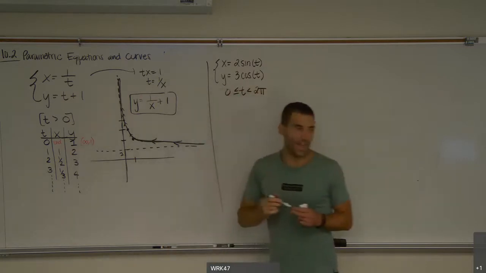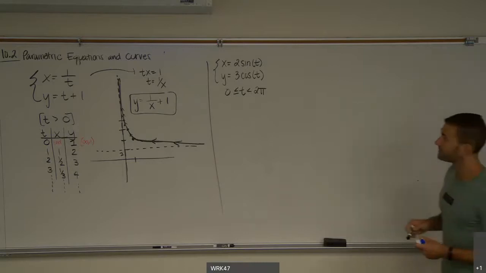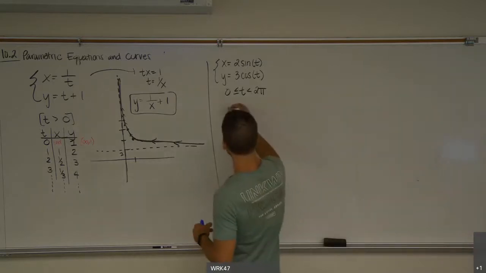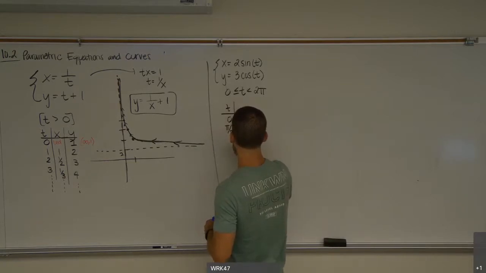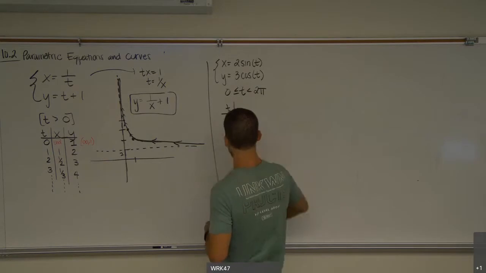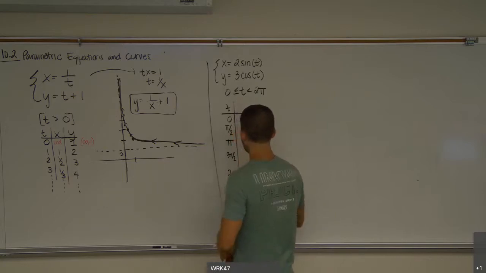Say we have x and y as trigonometric functions like sine and cosine, and I restrict t to be, of course, in radian measures, so between 0 and 2 pi. Let's see what this looks like. So we pick some t values. I'll pick nice t values: 0, pi over 2, pi, 3 pi over 2, and 2 pi, my nice quadrant angles.